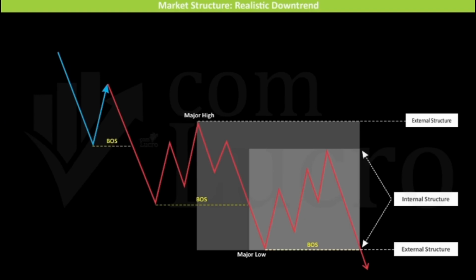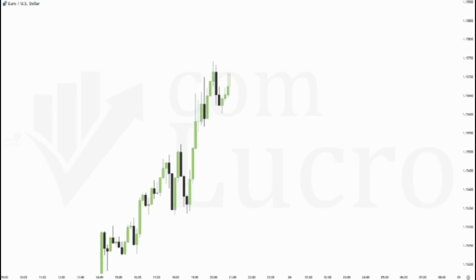By learning to distinguish between external and internal market structure, you'll stop reacting to every small price movement and begin focusing on the levels that truly matter. This foundation will prepare you for understanding liquidity, order blocks, fair value gaps, and precise smart money entries in the next part of the lesson.